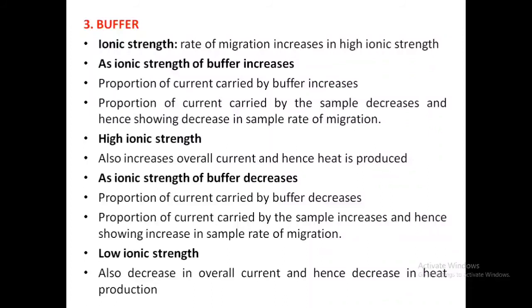So two parameters are over. Then the third one: if the ionic strength of buffer decreases, automatically the current which is carried by your buffer also will decrease. If the buffer is carrying less current, what will happen? Your sample will carry more current, and migration rate will increase, opposite to your first condition. Whatever you see in the first condition is quite opposite in the third condition. So finally, here your sample is going to carry more current, and automatically migration rate is going to increase.